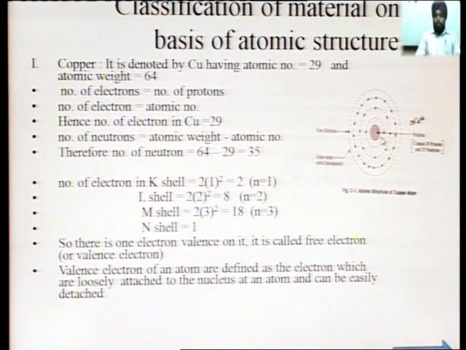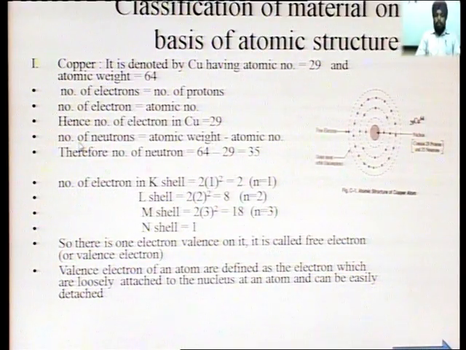The atomic number of an atom's material equals the number of protons and the number of electrons in it. So the atomic number of copper is 29. So the number of protons in the nucleus is 29, and the number of electrons outside the nucleus will be 29.